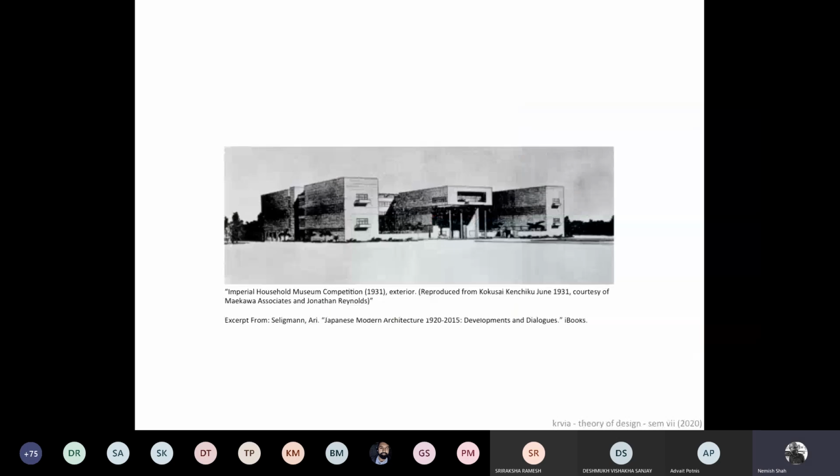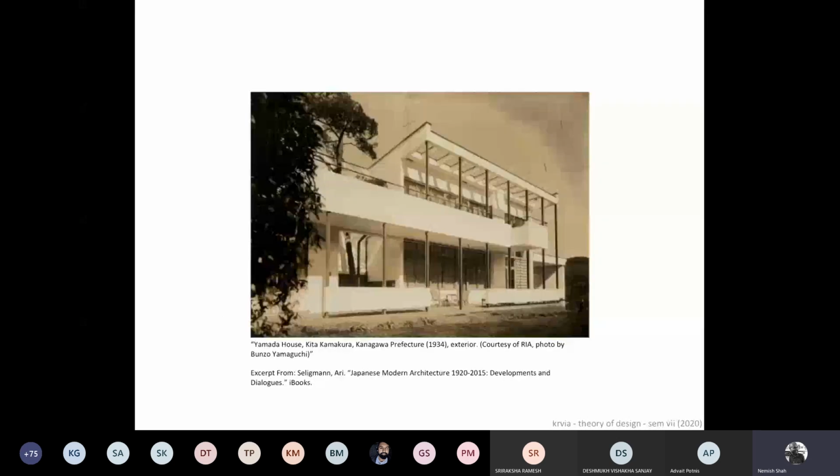Now, around this time, Bruno Taut and Frank Lloyd Wright were constantly talking about this Japaneseness, which was again going back to a traditional Japanese way of architecture. And there were lots of buildings being built which were large modernist monuments. This is a competition for the Imperial Household Museum, one of the first museums to be built in Japan. This is Kita Kamakura, in 1934. One of the most intelligent buildings built around this time.